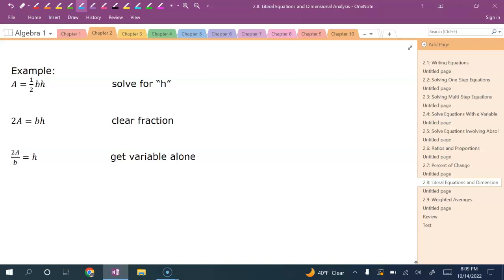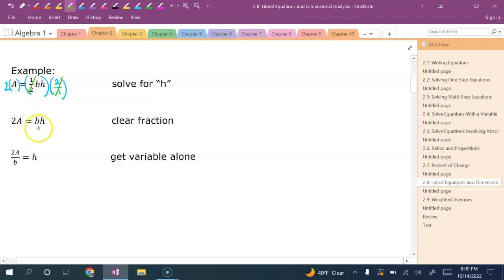So we've got 1/2 right now. Now remember, to get rid of a fraction, you multiply by its reciprocal. So I'm going to multiply both sides by 2 over 1, or you can think of that as just multiplying by 2. Now when I do that over here, the 1/2 and the 2 over 1 are going to cancel, and I bring down the bh. And then on the left side now I have 2 times A.